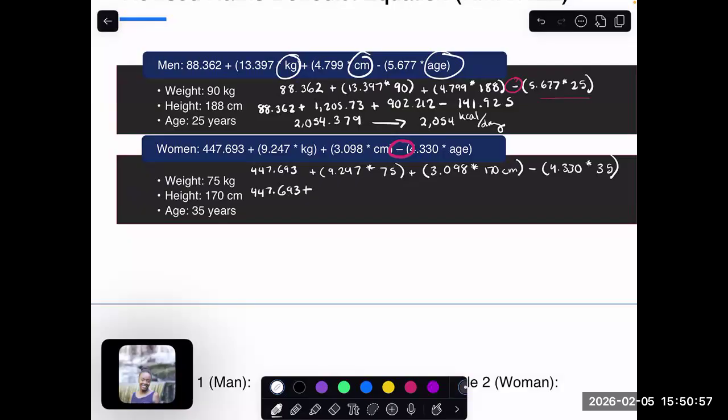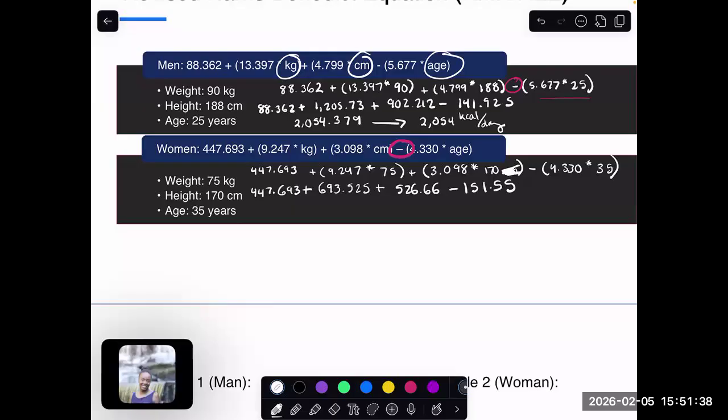Plus 9.247. And I'm using a calculator just to have complete confidence in my answers. So 9.247 times 75 is 693.525. 3.098 times 170. And again, even though I have the unit there, we're not going to carry it over. And then that's 526.66 minus 4.330 times 35, which is 151.55. And again, we're walking through these equations just so you see the significance.